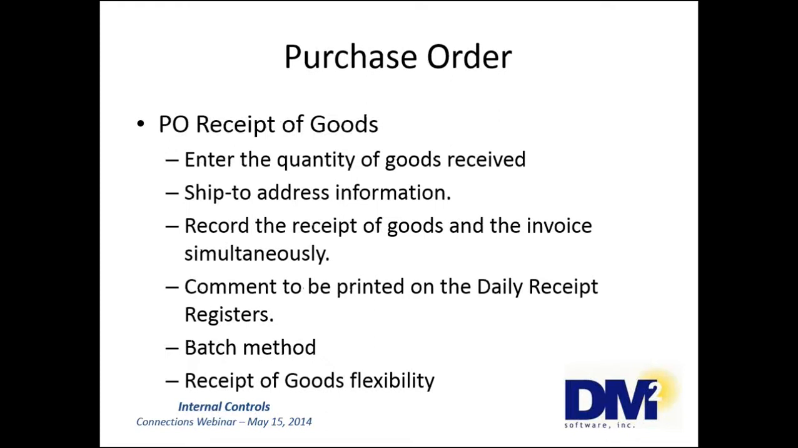The receipt of goods entry is the next step in the purchase order process, and it's used to enter the quantity of goods that you've actually received and apply that information against the outstanding purchase orders. You can also enter and maintain purchase and ship-to address information. Information for goods received for which there is no corresponding purchase order can also be recorded.